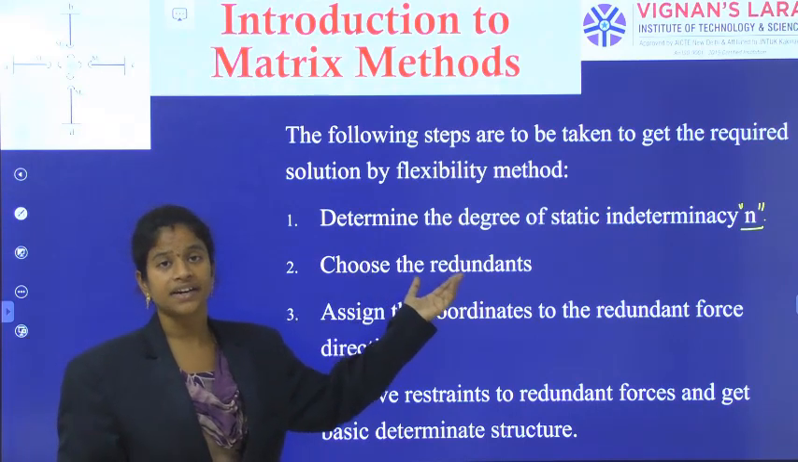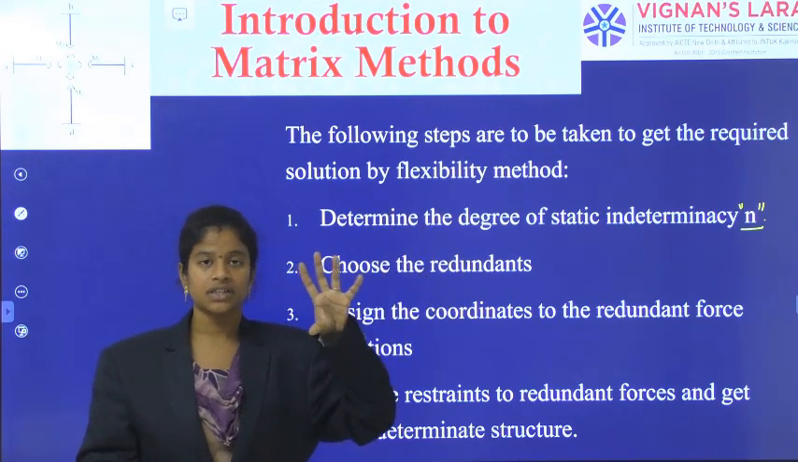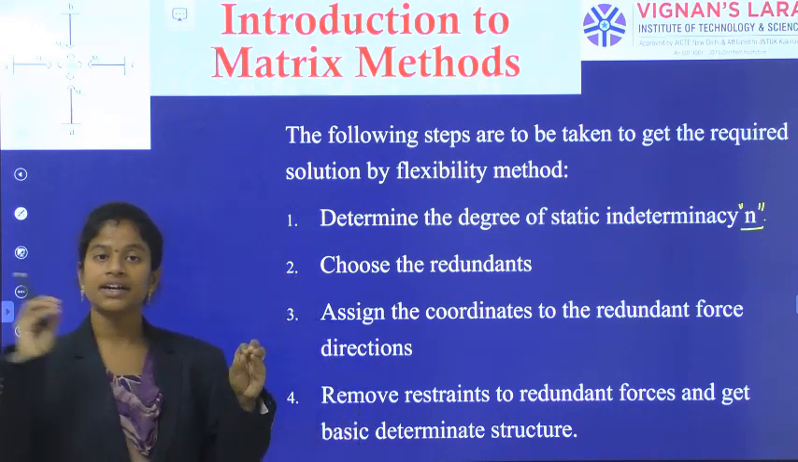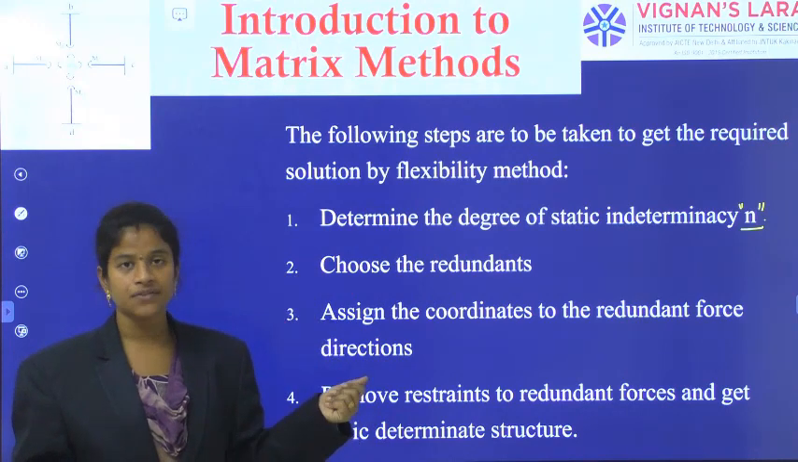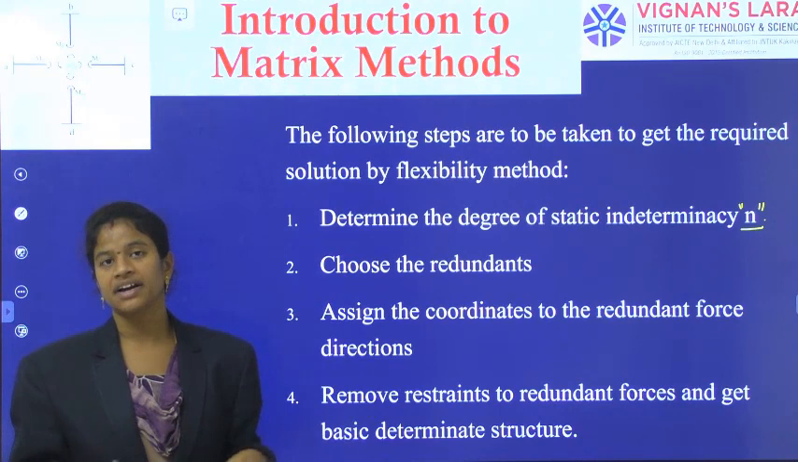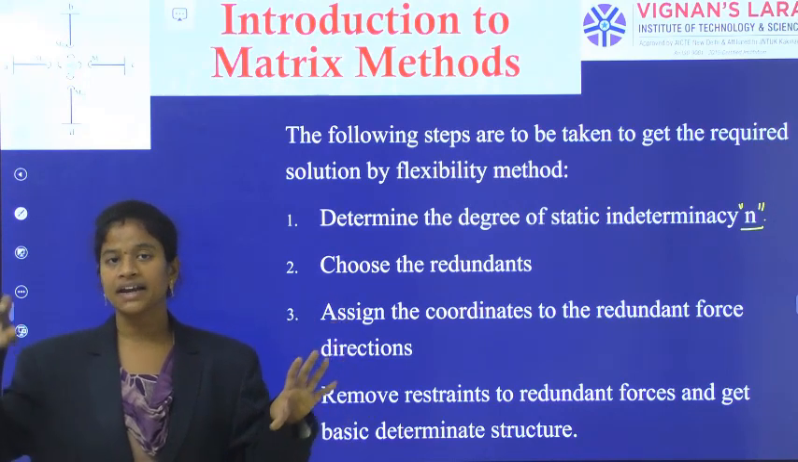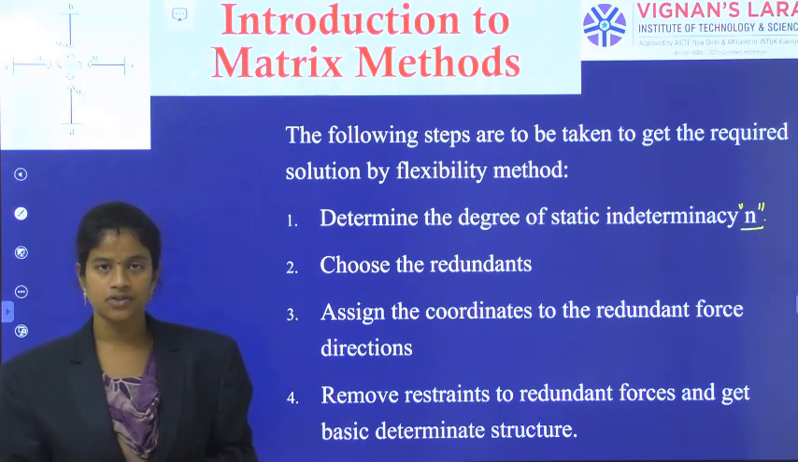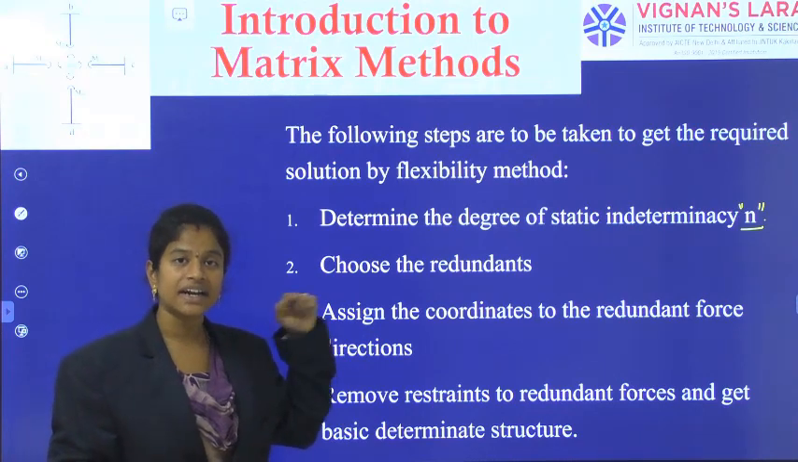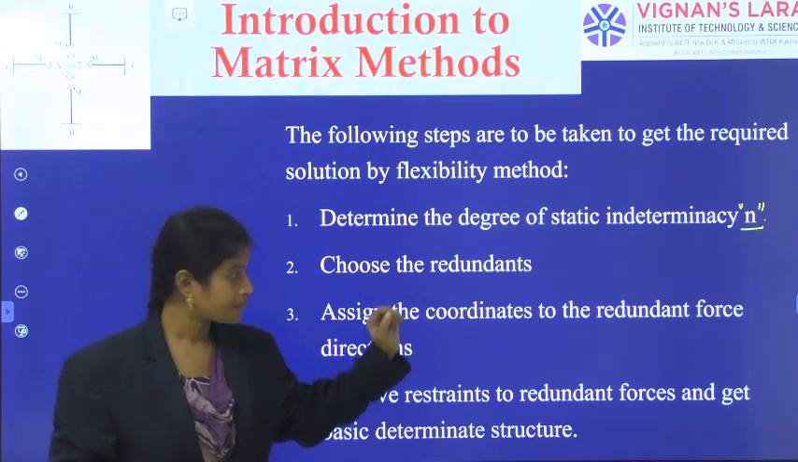Next, choose the redundants. So the count of unknowns came. In that, what are the redundants I have to choose? Maybe in the fixed end, I can say the moment may be redundant, or I keep it and the reaction of the prop will be redundant. So in that way, you have to choose which is the redundant.